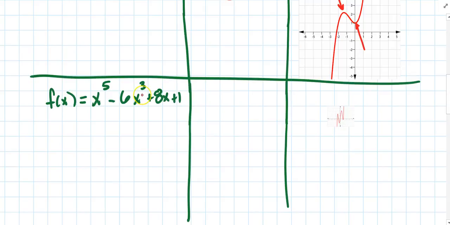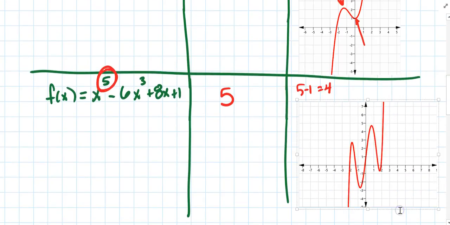Let's do x to the 5th minus 6x to the 3rd plus 8x plus 1. The degree is a 5. Okay? The degree is 5, so therefore I can have at most 5 minus 1, of course, which is 4 turning points. Okay? So let's move this over here and make it bigger, and let's take a look and see if this is confirmed. There's a turning point 1, there's a turning point 2, there's a turning point 3, and there's a turning point 4.